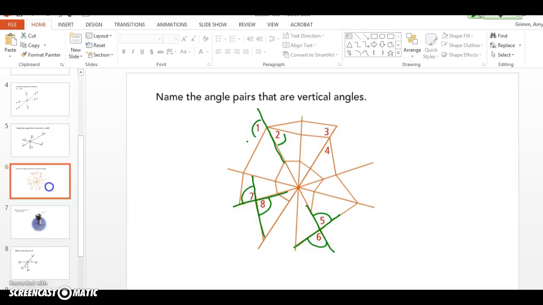Do you see how all of these are like crisscrosses? They're two intersecting straight lines. This does not have a line coming off of it. That way, they don't share another line. They have to share two lines. So look at 3 and 4. What do you think about that?